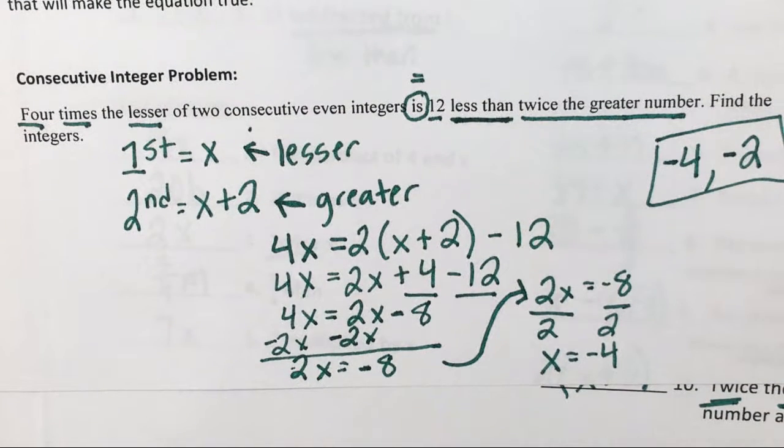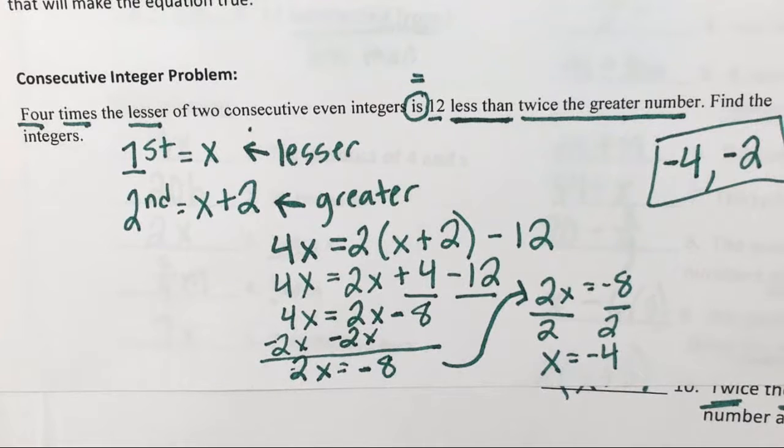Okay, that's it for your lesson today. Your homework is over on the board, page 100, 25 through 37 odd. Go ahead and start on that now.